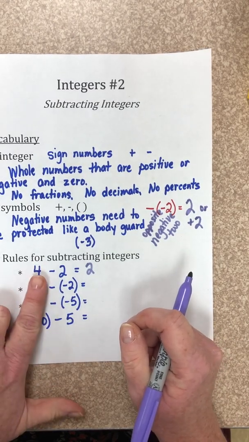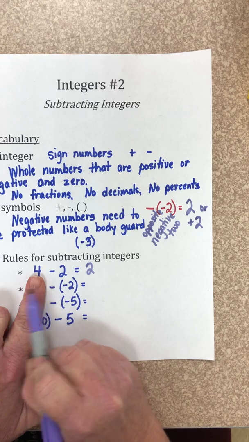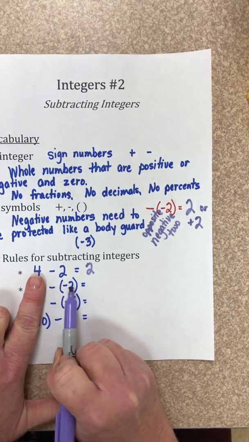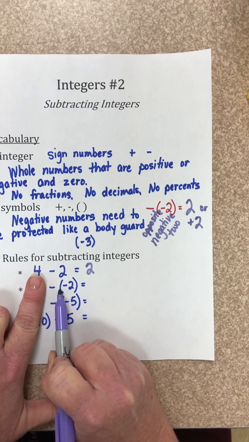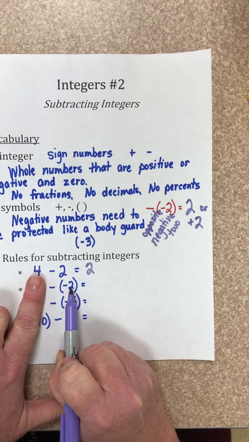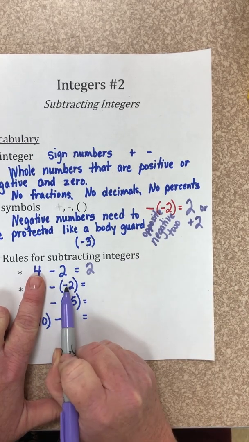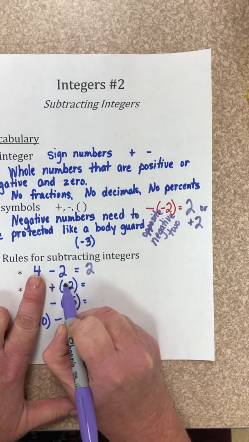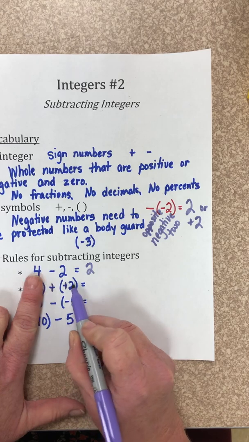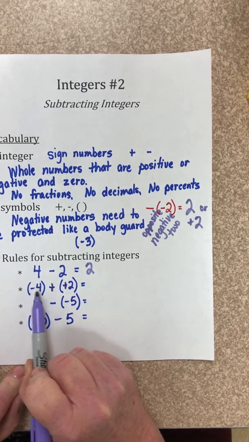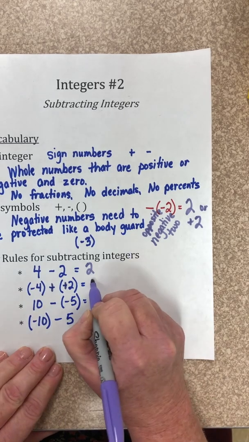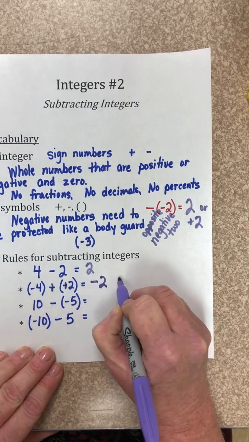So now let's look at this example. If I use my finger to not see the first number for just a moment, we read this as the opposite of -2, which we found is a +2. So a little trick is we make this a plus sign and this a plus sign. So now what is -4 plus 2? Well, -4 plus 2 is -2.